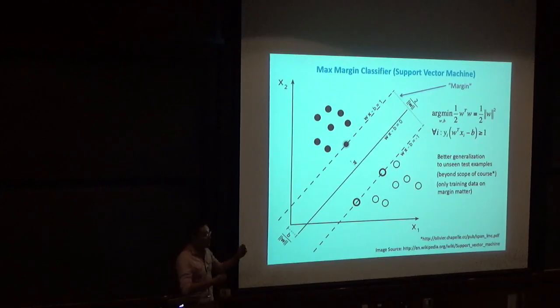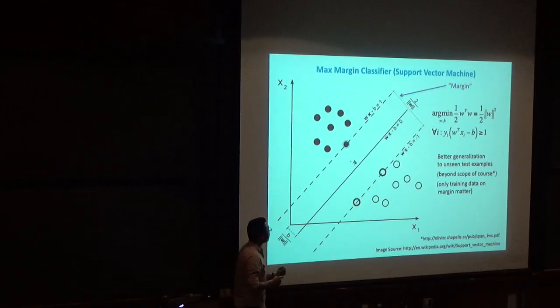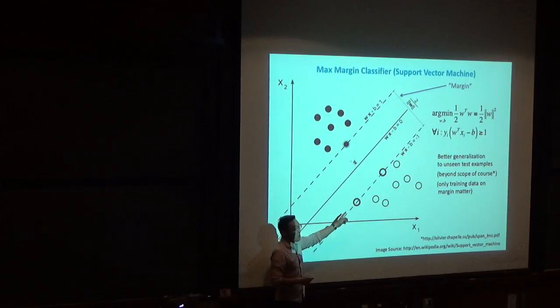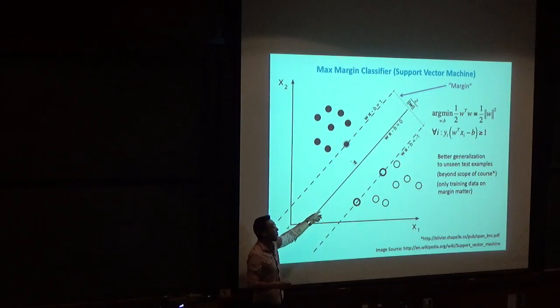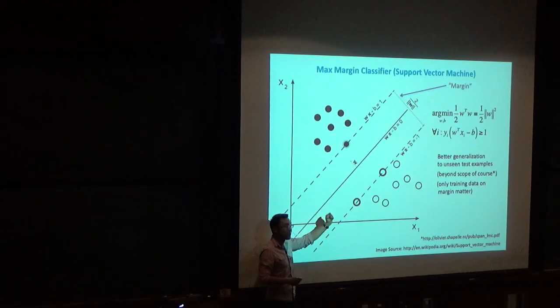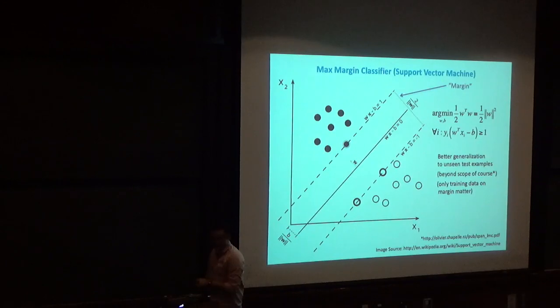In fact, the solution only changes if I remove a data point on the margin or if I introduce a new data point that's within the margin. So what does that mean? That means that this solution is quite stable, right?